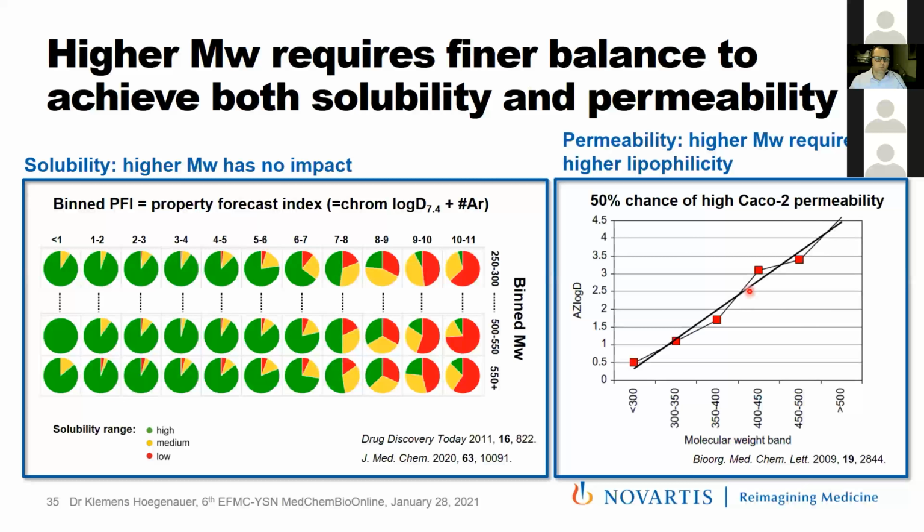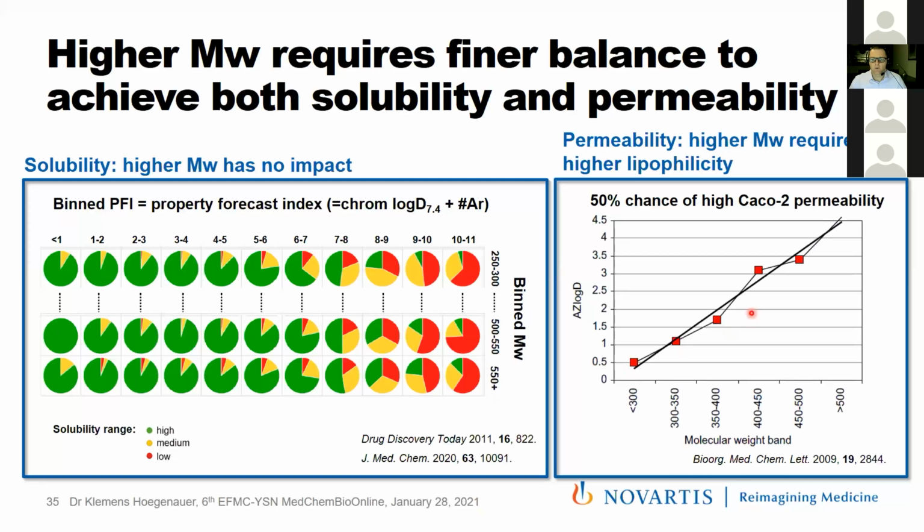So on the left-hand side, you see an analysis where solubility is actually largely unimpacted by higher molecular weight. Here you see the binned molecular weight buckets, and here you see the solubility range, color coded, against the property forecast index. This is the GlaxoSmithKline forecast index, which is nothing else than the logD plus the number of aromatic rings. And if you look at that area of 500, 550 plus, it largely seems unaffected. You should still stay below the PFI of 7 in order to get a good chance for soluble drugs.